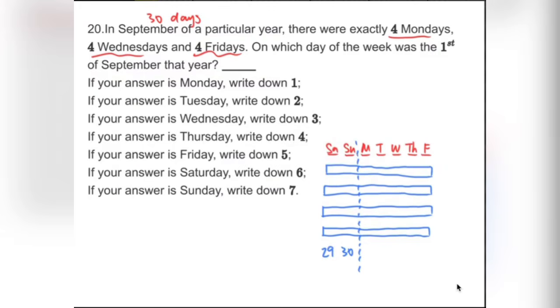So after you draw out the calendar, the rest is super easy. Which day is the first day of September? Now you see it is Saturday. So for the answer, we just write down 6. Okay.